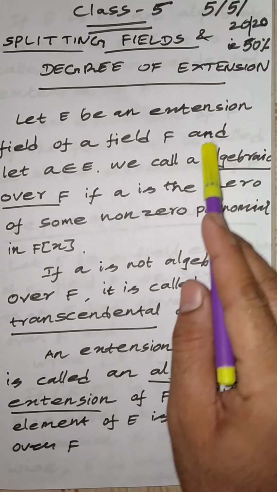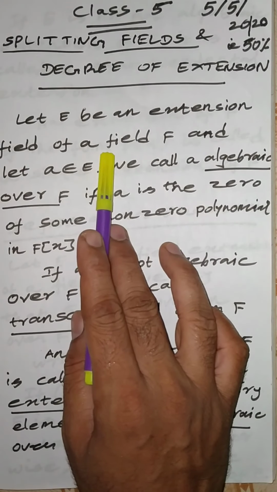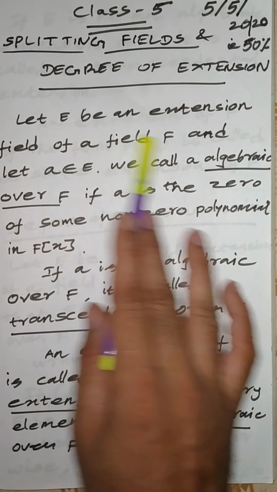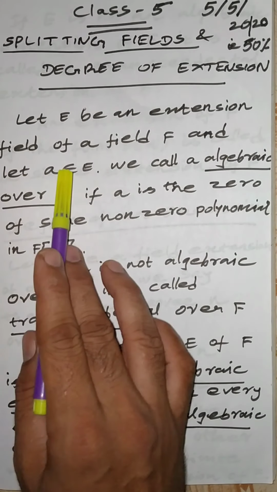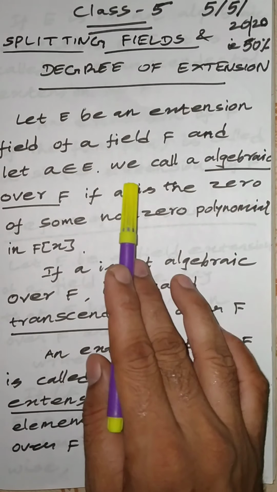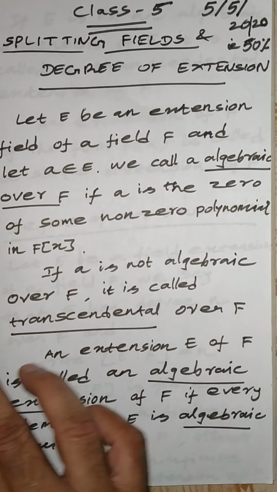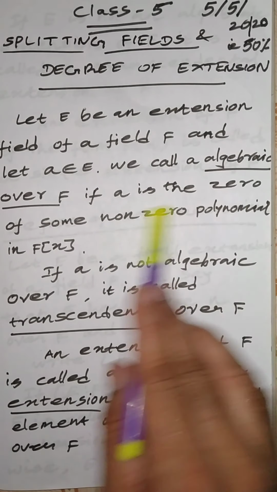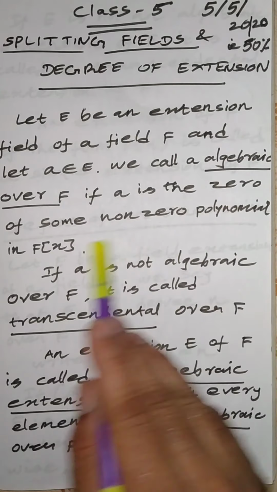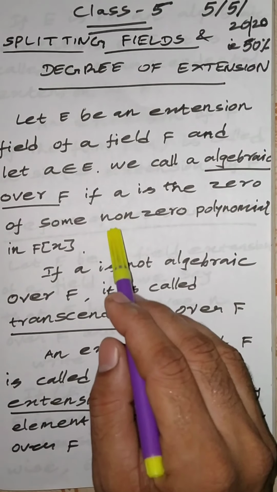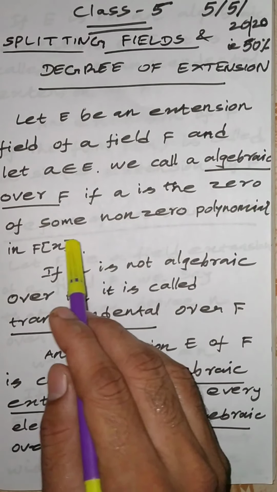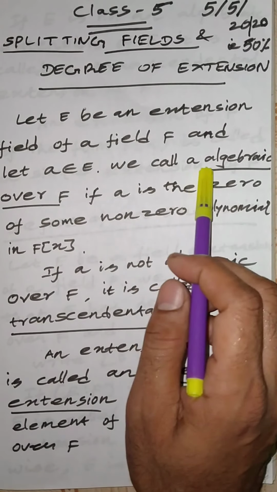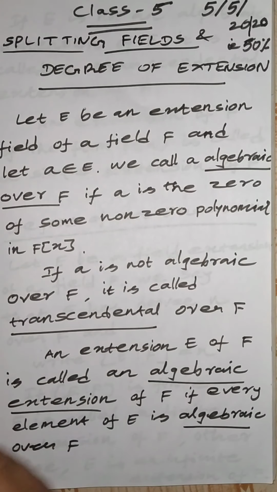Let E be an extension field of a field F. F is the field, E is the extension, and I take one element a belonging to E. We call a algebraic over F when a is the zero of some non-zero polynomial. If a is a zero of a non-zero polynomial, then you can say a is algebraic over F.